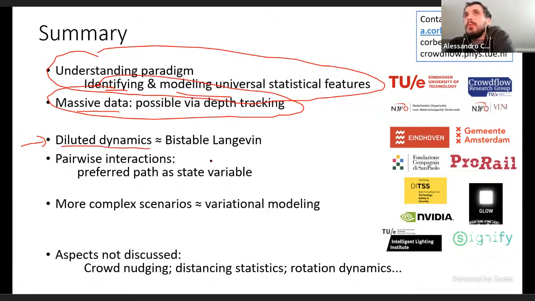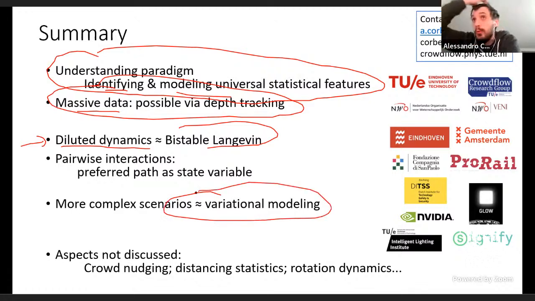Well, I also mentioned to you the fact that the free particle motion, so the very diluted dynamics, the simplest thing that you can do can be modeled with a bistable Langevin system, to which forces can be introduced to start modeling avoidance behavior and so on. And then, let's say, variational approach can be used to target more complicated traffic conditions. Actually, we worked on many more things, especially nudging and control problems.